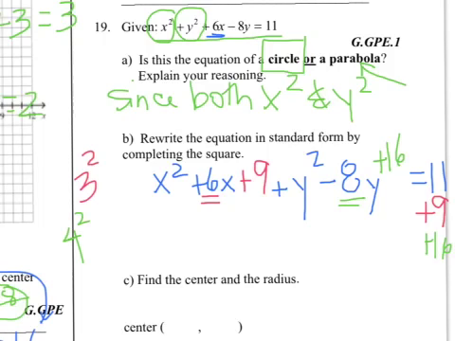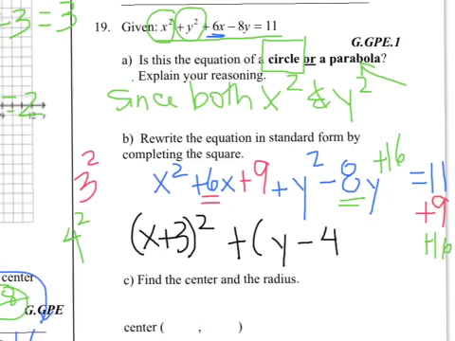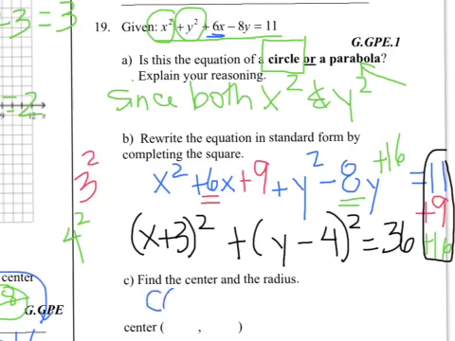So hopefully you've practiced this in class, and you know that this becomes x plus 3 squared plus y minus 4 squared, and that equals 36 when you add all of these numbers together. Now it's in standard form, and once we have that, we can identify the center, which will be at the opposite of these two, so it'll be at -3, +4, and the radius will be 6. That's the square root of 36.